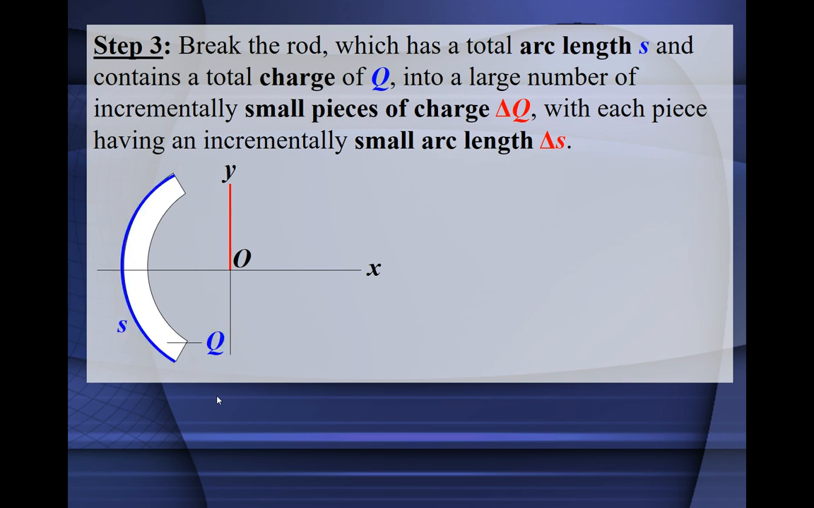So again, if we go back to the picture, this entire arc of charge has a total arc length of S, and it contains a total charge of Q. We're going to take a very small chunk of that arc. That's what I'm using this red chunk here to represent. Obviously, the differential arc length would be much smaller than what I have in the picture, but for illustration purposes, we just want to see what one of these chunks looks like. So that little red chunk of the arc would have an arc length of delta S, and the amount of charge in it would be delta Q.